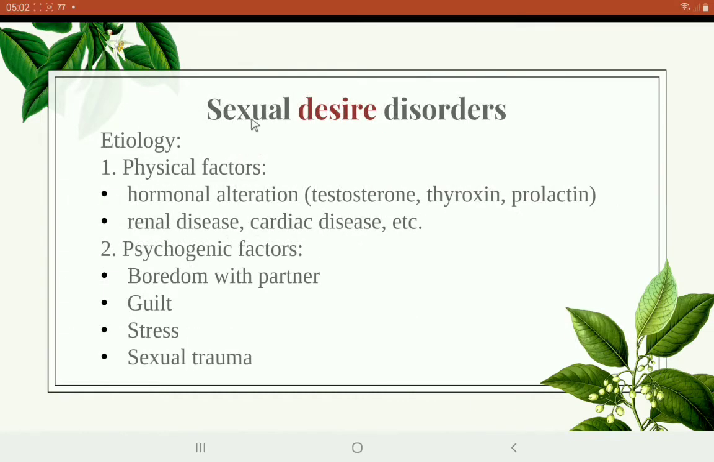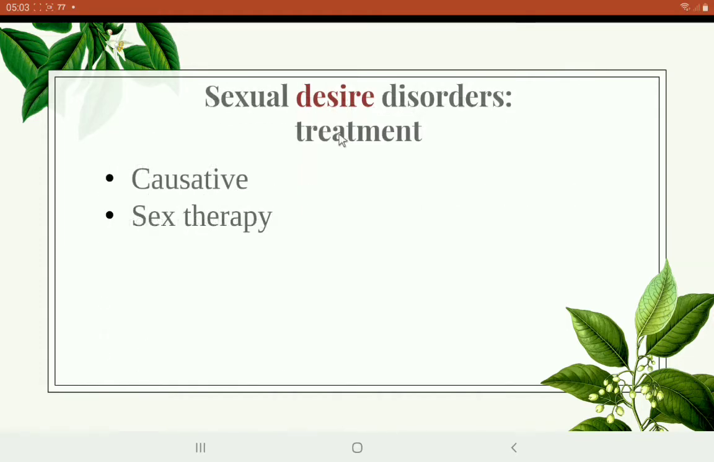The etiology of sexual desire disorder is physical factors like hormonal alteration, renal disease, cardiac disease, etc. And also psychogenic factors like boredom with partner, guilt, stress, and sexual trauma such as rape. There are two treatments: causative and sexual therapy.